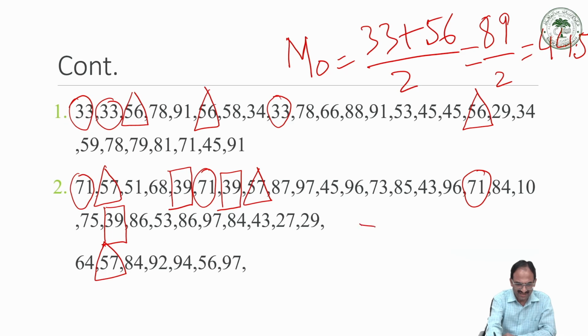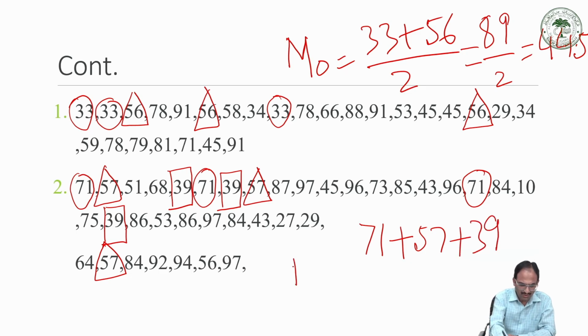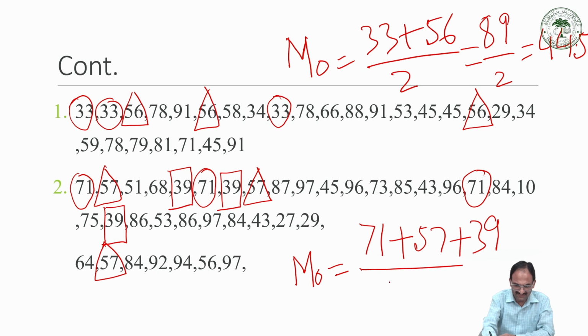So first 71 has repeated 3 times, then 57 has repeated 3 times, and finally 39 is also repeating itself 3 times. So in this particular situation, mode will be the average or the mean of 71, 57 and 39. So you will find the sum of these 3 and divide it by 3. So if you keep on calculating, you will find that the sum has come out to be 167 and you have to divide it by 3.